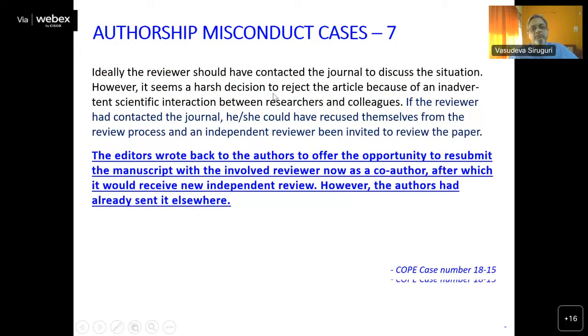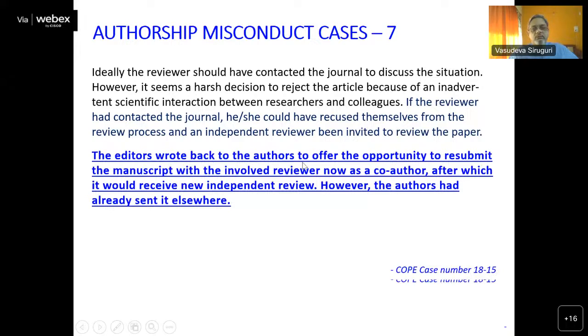So it seems harsh, but the editor felt it was a hard decision to reject the article because of this inadvertent scientific interaction. But sometimes it's very difficult to say whether this scientific interaction was inadvertent or intentional, that God only knows. If the reviewer had contacted the journal, he could have recused themselves from the review process and an independent reviewer could have been easily invited to review the paper.